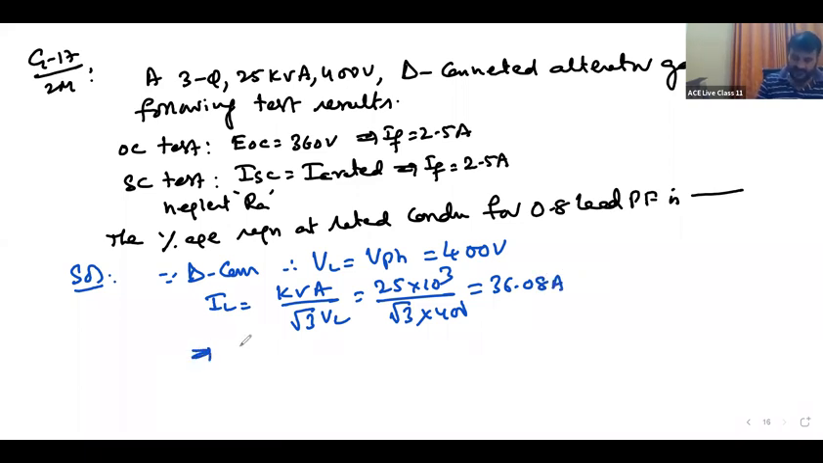But that is the line current. We always need to calculate the phase current, which is 36.08 divided by root 3, since it is a delta connection. That is equal to 20.83 amperes phase current.